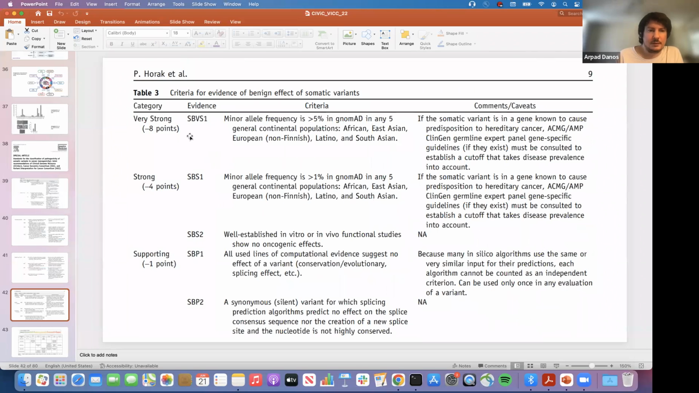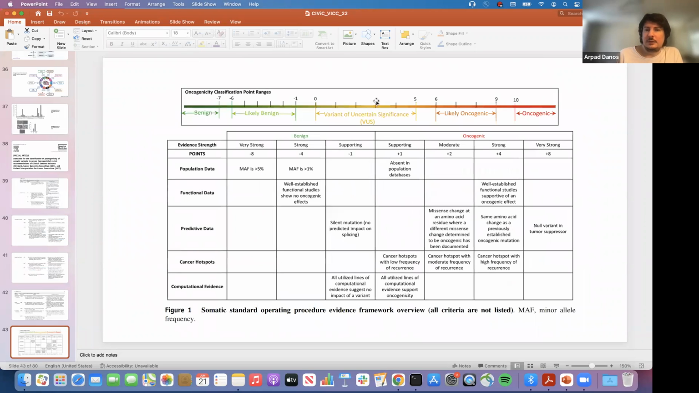We also have benign criteria. These are going in the negative direction. So in the positive direction, from 0 to 5 you're a VUS, 6 to 9 you're likely oncogenic, and over 10 you're oncogenic. Whereas these negative criteria push you into likely benign and benign.